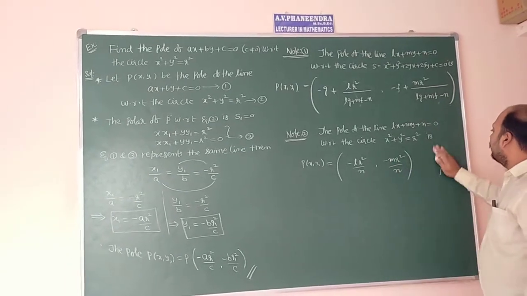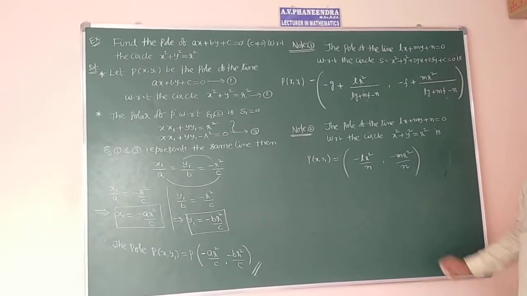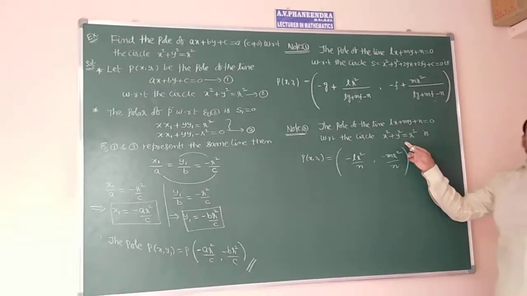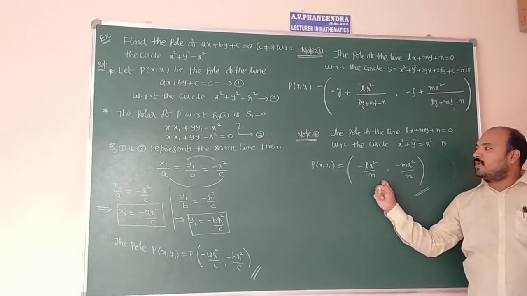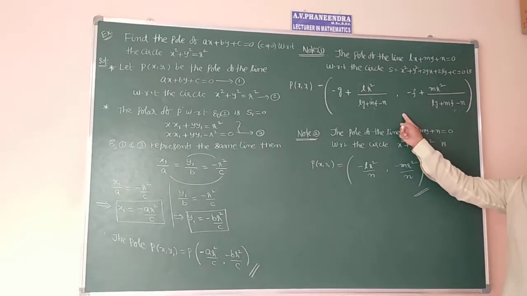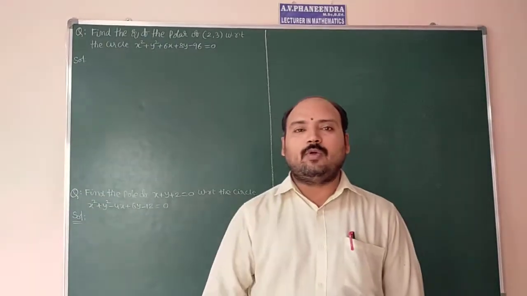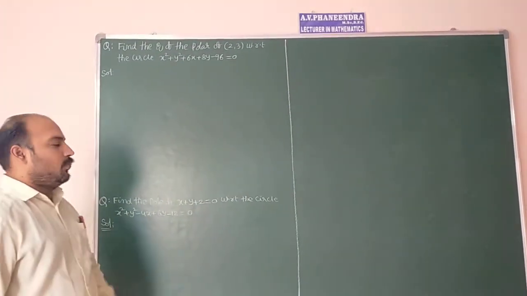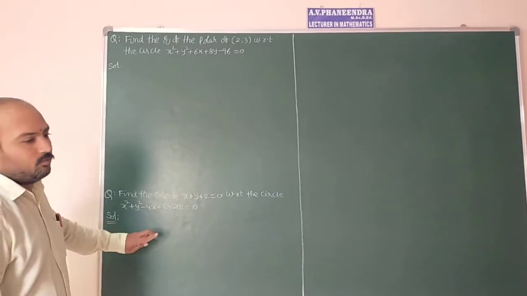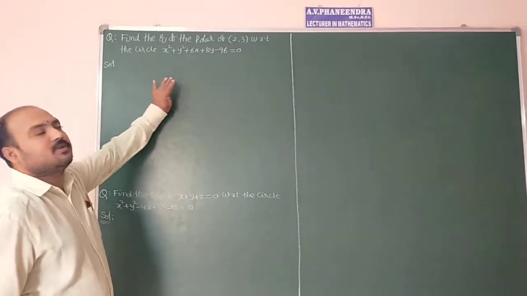This is the formula for finding the pole of this line with respect to the small circle. It is very important. This formula is for 2 marks, this formula is for 4 marks. Now, examples for the concept of polar and pole with respect to the big circle.